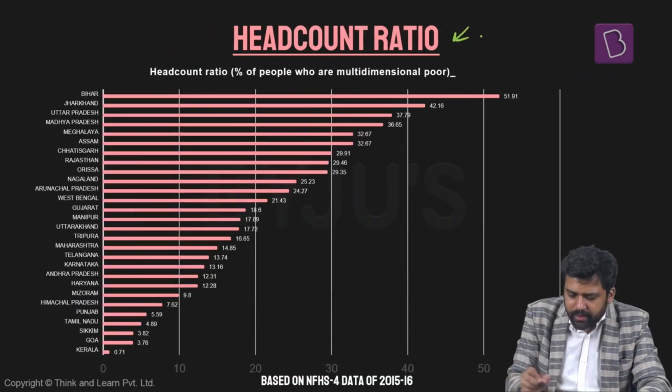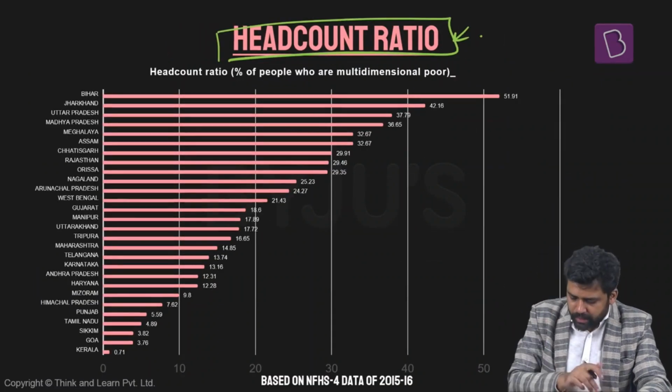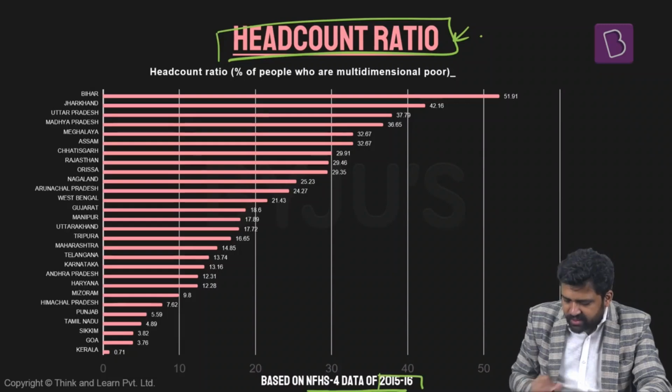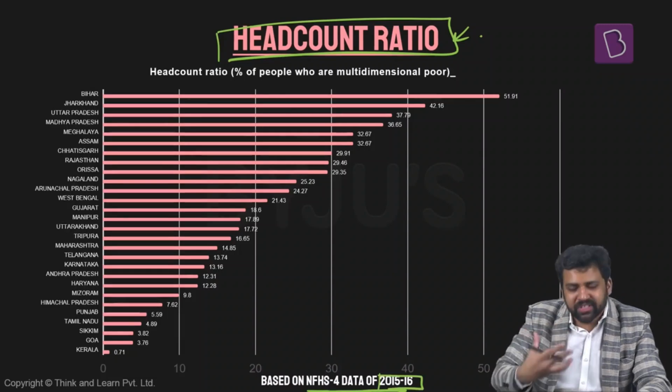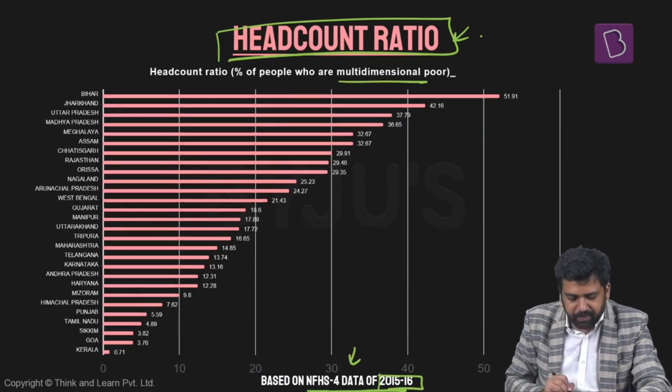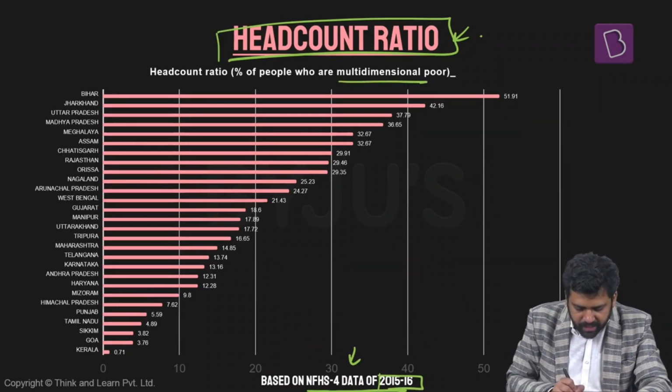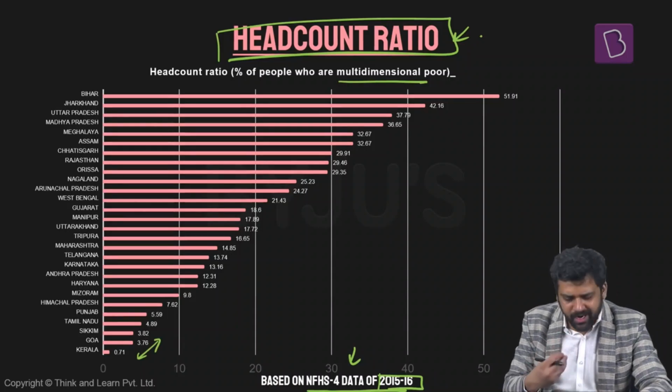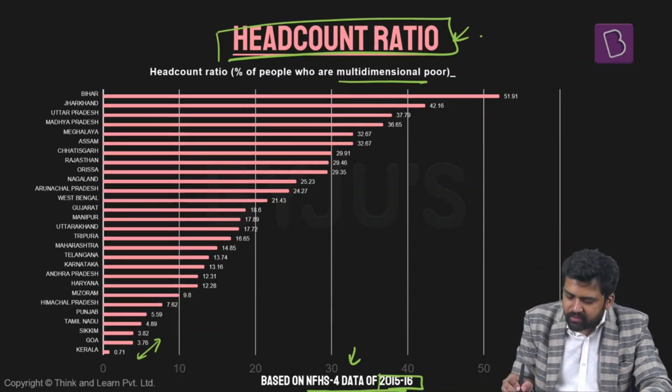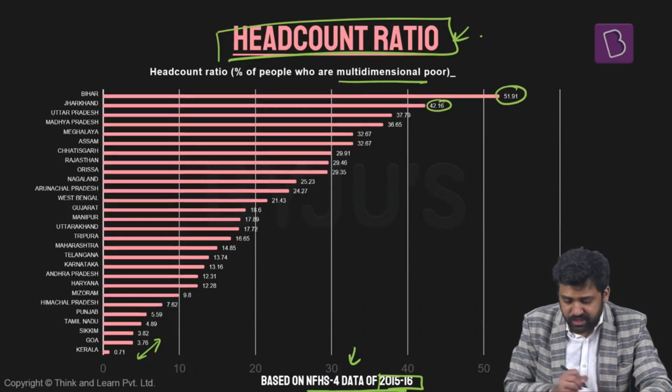We'll come to that. Look at head count ratio, right? So this is based on National Family Health Survey data of 2015-16. What percentage of the population is multidimensionally poor, right? So based on NFHS data, and look at it, right? Massive variation. Places like Goa, Kerala, very few people are multidimensionally poor. The proportion of multidimensional poverty is quite low. Look at Bihar, 51.9%. Look at Jharkhand, 42.16%. Look at Uttar Pradesh, 37.79%.